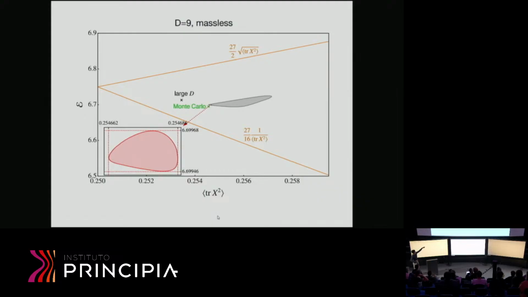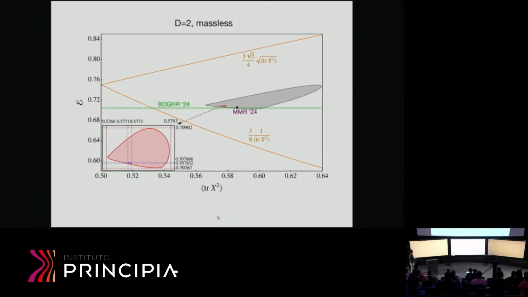So at level 10, suddenly we get an island. So that's this gray region here. And then as we go to higher levels, so this is a level 11, we get a very tiny island. So the red dot in this picture is now this tiny little island, and you see we get several digits of precision. Okay, so that was for d equals 9.